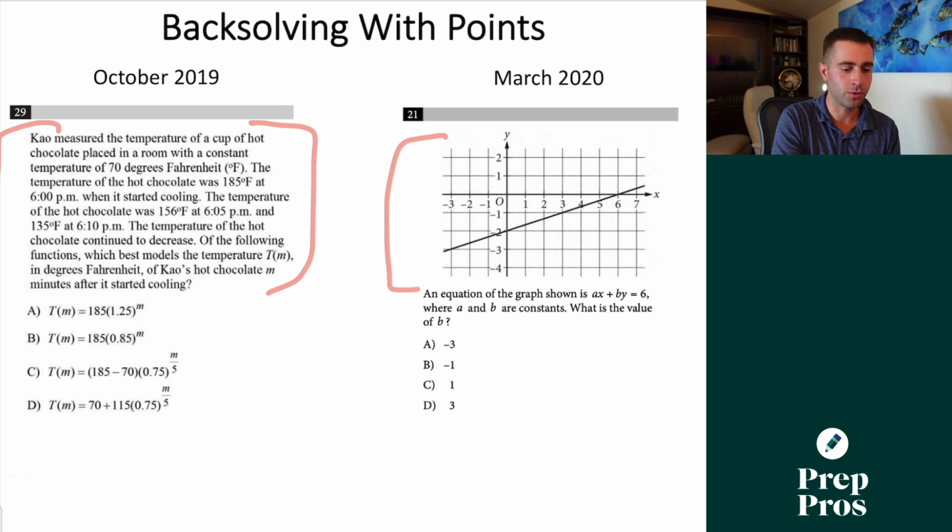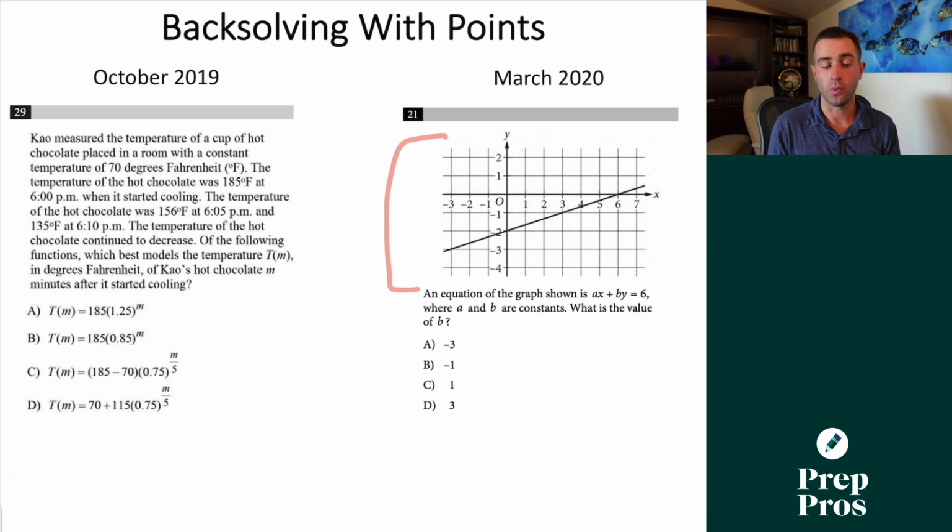So we're going to go through 29 here, but as always, pause the video, see if you can figure it out on your own. Cal measured the temperature of a cup of hot chocolate placed in a room with a constant temperature of 70 degrees Fahrenheit. The temperature of the hot chocolate was 185 at 6 p.m. when it started cooling.